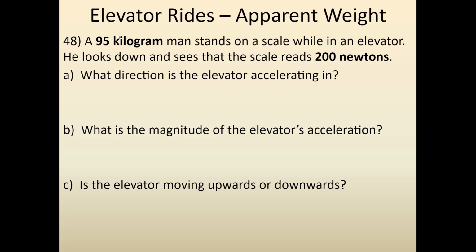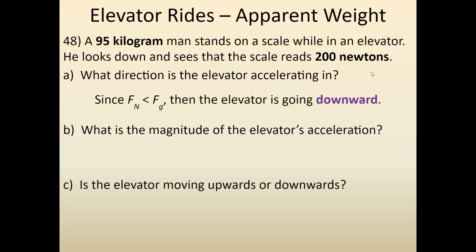If we look at it, the person is 95 kilograms, which means that he has a weight of 950 newtons downward. Now the scale, which is the normal force, is 200 newtons upward. Because the downward force is greater than the upward force, we know that the elevator has to be accelerating downward. So what's the magnitude of the elevator's acceleration?